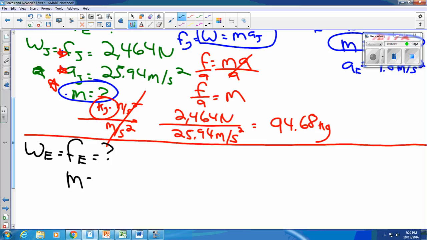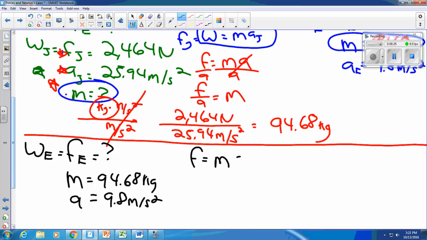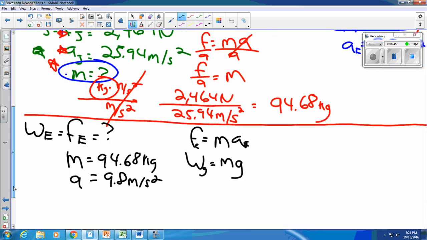I know my mass is 94.68 kilograms, and I know my acceleration here on Earth is 9.8 meters per second squared. Do I have an equation with those three variables in it? You better believe it, I already used it. Why can we still use that? Because this is now the force of gravity on Earth and the acceleration on Earth. So you could write weight of gravity on Earth is your mass times the acceleration of gravity on Earth, a little g. Okay? You can see how they are, once again, essentially the exact same equation.